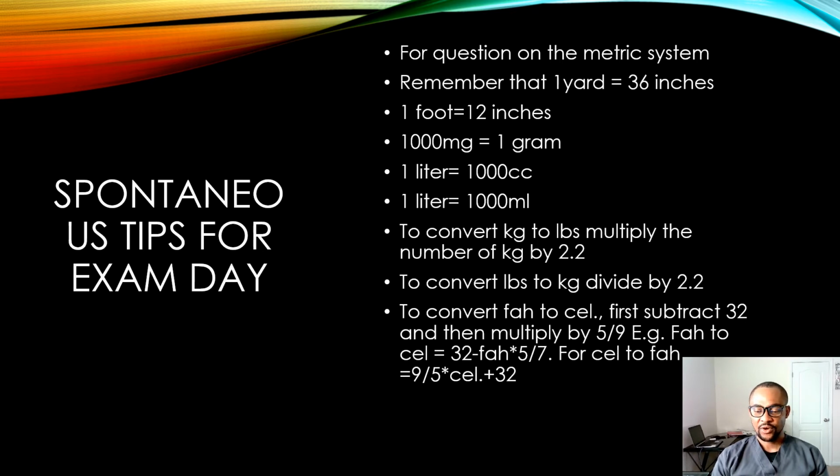Then for Celsius to Fahrenheit, remember the first one I said was Fahrenheit to Celsius, but for Celsius to Fahrenheit, you multiply 9 divided by 5 by the Celsius, plus 32. So you take 9 divided by 5, multiply it by the Celsius, then add 32 to it. That way you will get the answer.